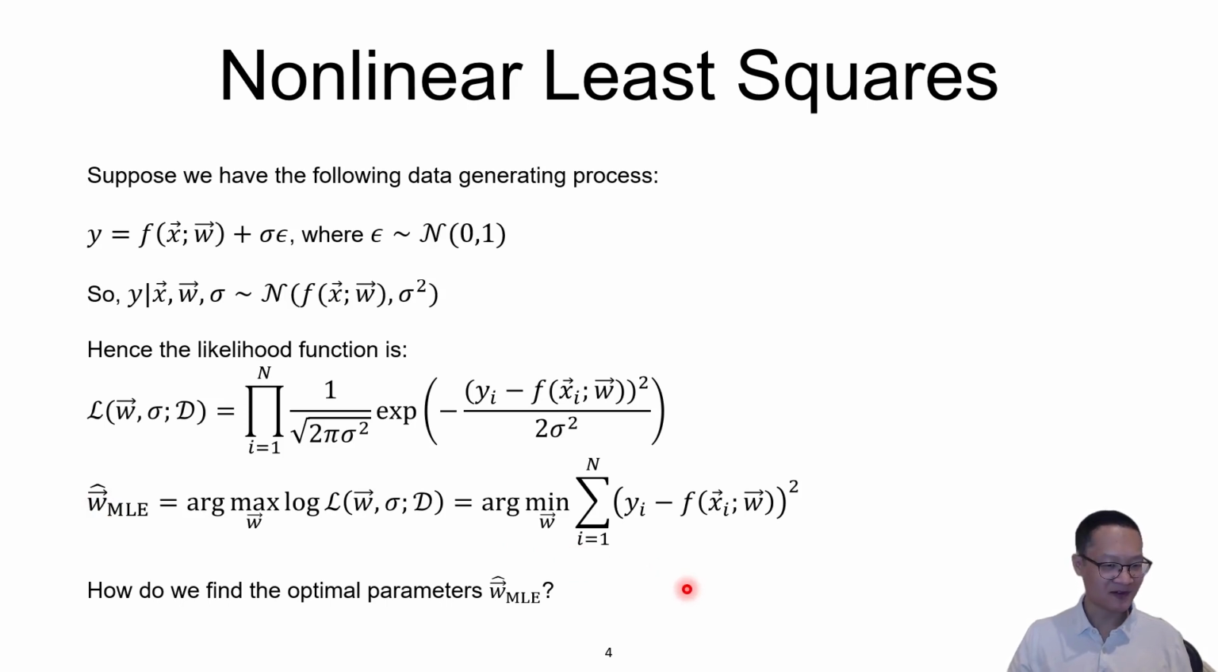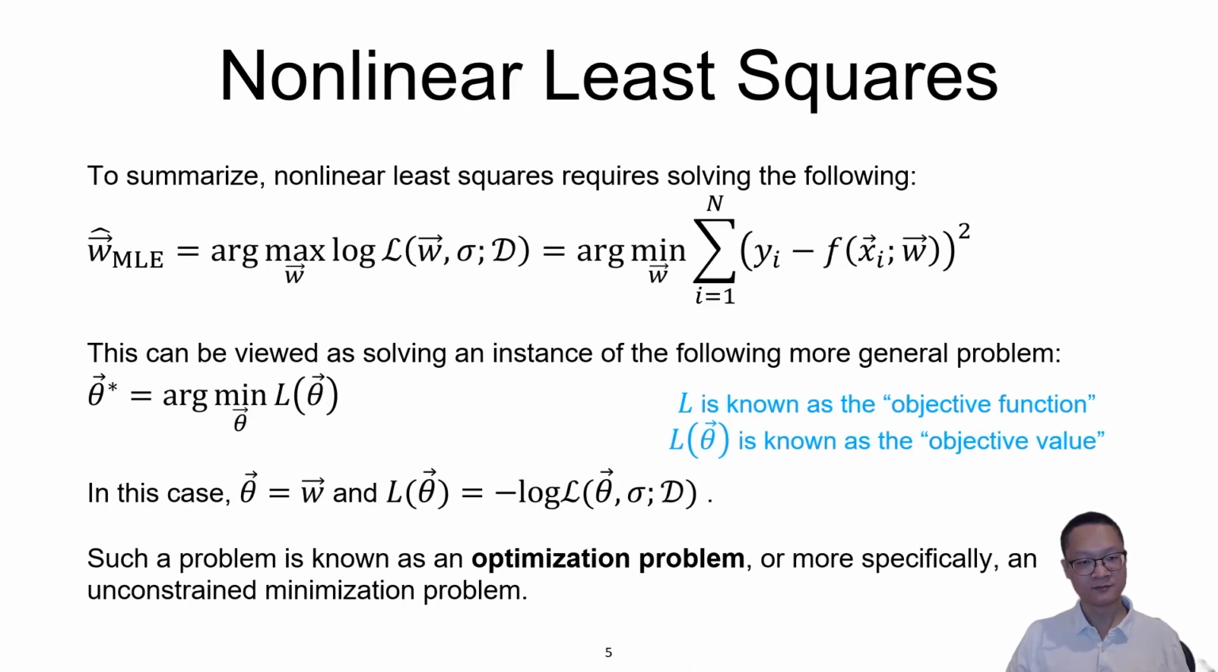Okay, so going over this very fast because we have already seen everything. All the algebra is exactly the same, except that everywhere we had W transpose xi, we just have f of xi w. Okay, so then we want to solve.